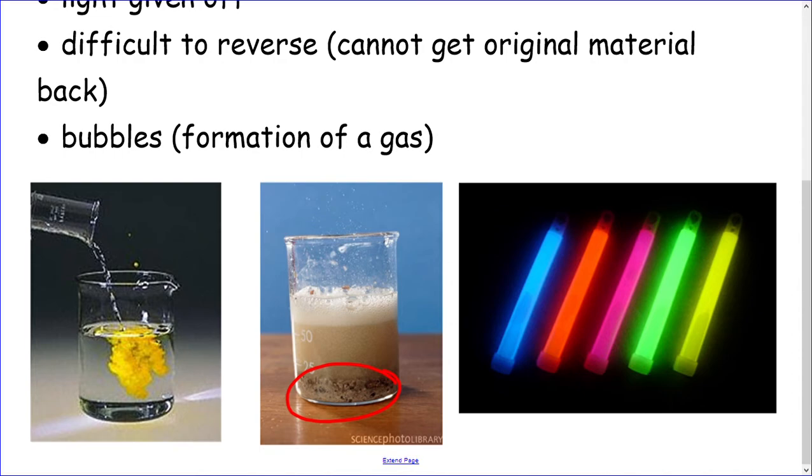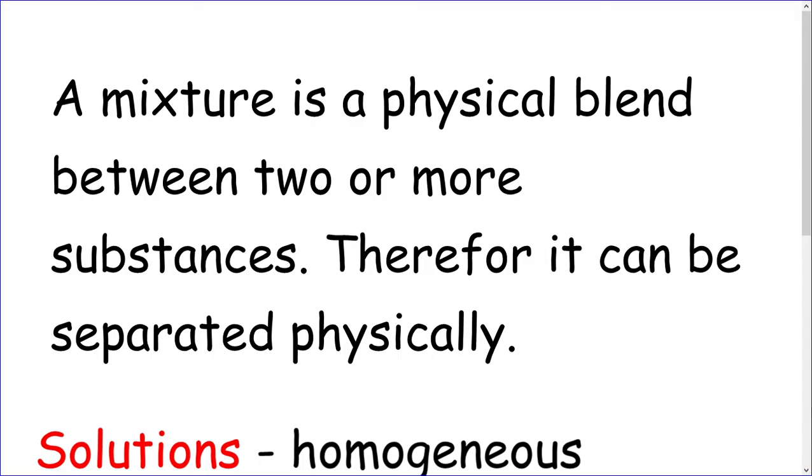So a mixture is a physical blend between two or more substances, so therefore it can be separated physically. Normally the easiest example that I refer to is something like sand and rocks. You just pull the rocks out, you have your sand left over, or pizza, for instance, where you can pick apart the pieces that are there, and they can all be separated by physical means.